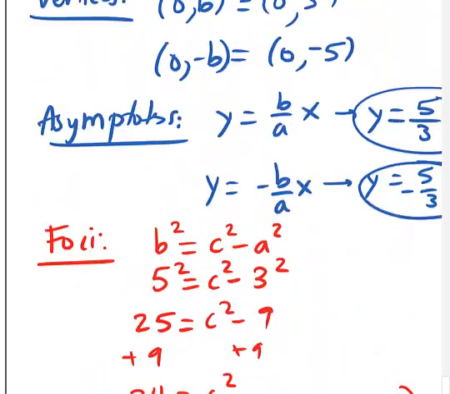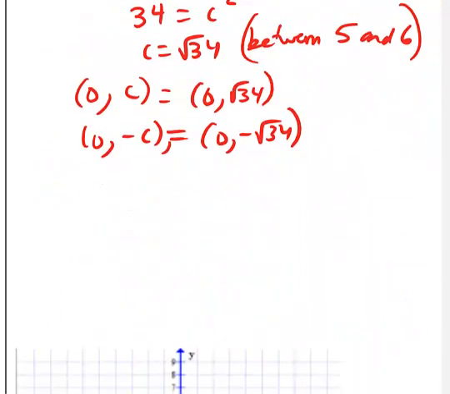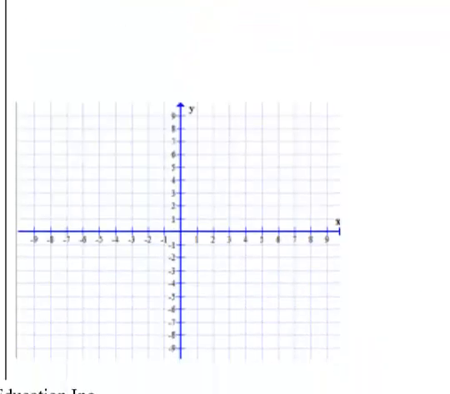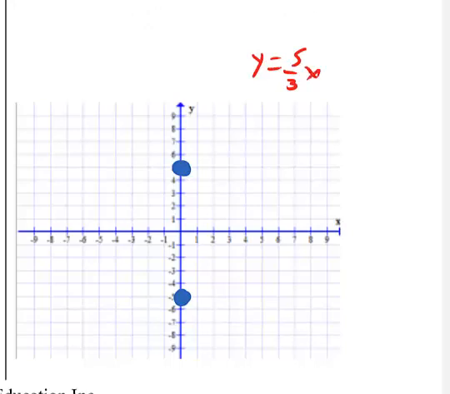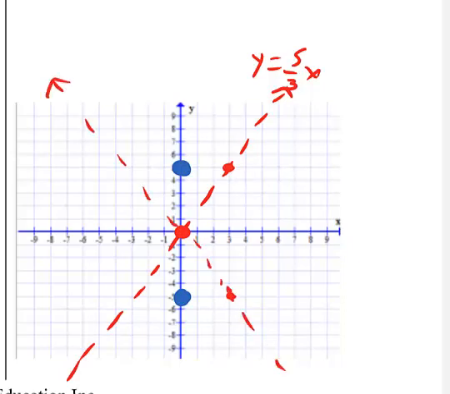So let me plot all those things. The vertices were at 0, 5, so right here, and 0, negative 5, so right there. And the asymptotes were y equals 5/3 x. That means I start at the origin and I rise 5, run 3, somewhere around there. And then y equals negative 5/3 x, which means I go down 5 and run 3 this time. And it looks something like that, negative 5/3 x.